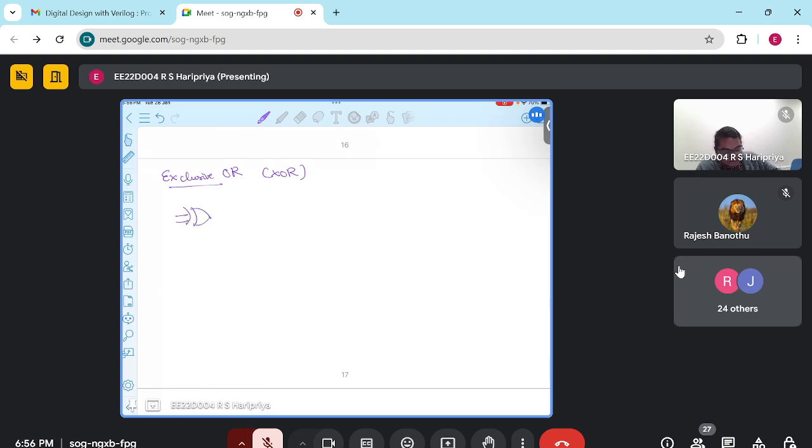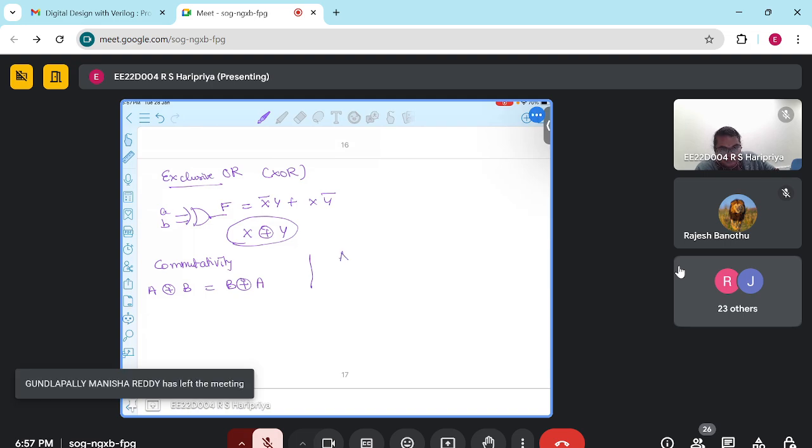So this is the symbolic representation of the exclusive OR gate, and its expression is given as x complement y plus xy complement, and it is represented using this symbol. So properties for this XOR, it is commutative, that means A XOR B is equivalent to B XOR A.